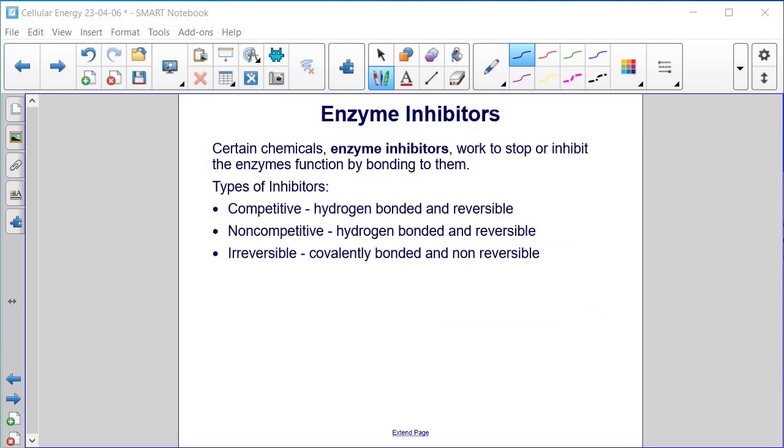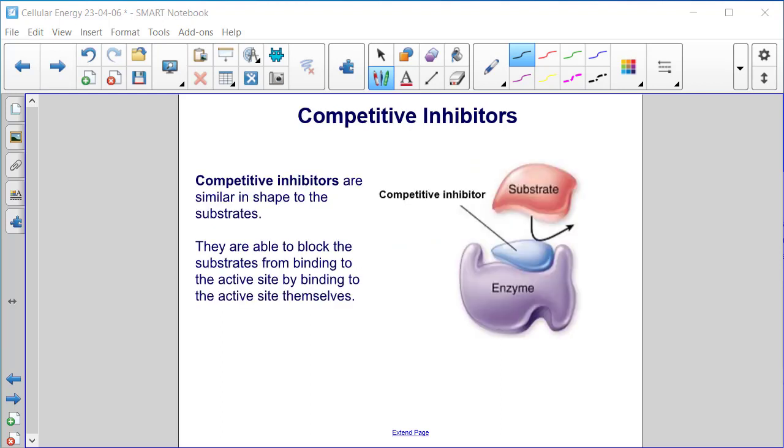Enzyme inhibitors. Certain chemicals, enzyme inhibitors, work to stop or inhibit the enzyme's function by bonding to them. Types of inhibitors. Competitive are hydrogen bonded and reversible. Non-competitive are hydrogen bonded and reversible. Irreversible are covalently bonded and non-reversible.